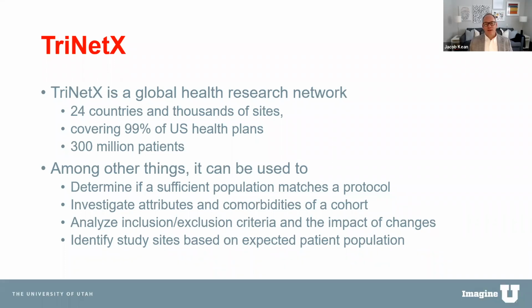world. Among other things, it can be used to determine if there's a sufficient population that matches a protocol. It can be used to investigate attributes and comorbidities of a cohort. It can be used to analyze inclusion-exclusion criteria and the impact of changes on those criteria. And it can be used to identify study sites based on expected patient population.